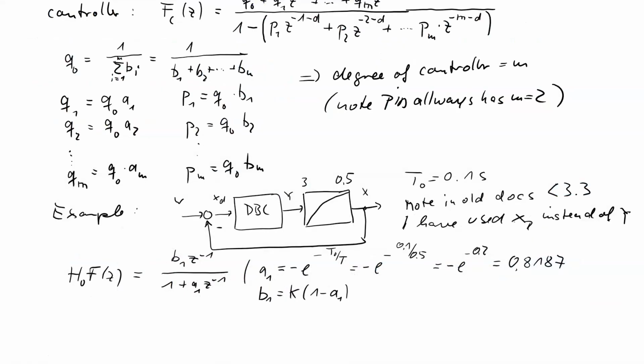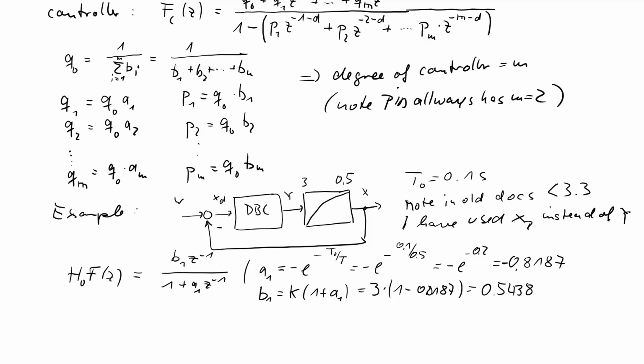Then B1 is k times 1 plus A1, sorry, I have to look, 1 minus A1, so this gives 3 times 1, oh, minus sign forgotten, 1 minus 0.8187, this gives finally 0.9063. We want to calculate with 4 significant digits. I've just made a typing error, sorry for this. The result is 0.5438.